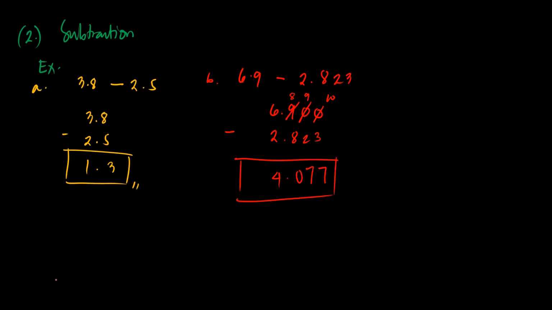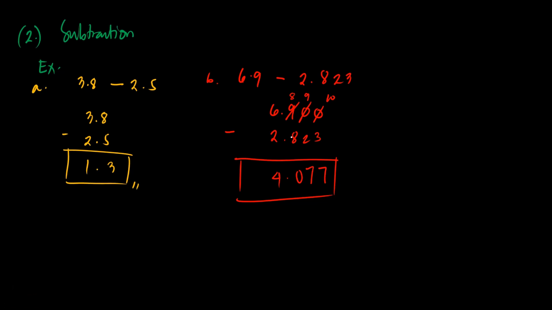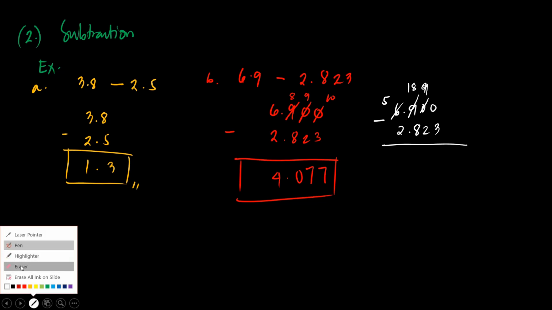Ma'am Alea, okay. Ma'am Alea, I know you will have a question with this one eh. Ma'am, bakit sa 9 tayo nag-borrow? Di ba pwedeng sa 6 tayo mag-borrow? Same ang mangyayari, class. Let's do that. We have 6.900 minus 2.823. Kapag kay 6 tayo nanghiram, magiging 5, magiging 19. So, 19, mababawasan ng isa, magiging 18. Ito, magiging 10, magiging 9 na lang. Okay, let me erase that. It's confusing.